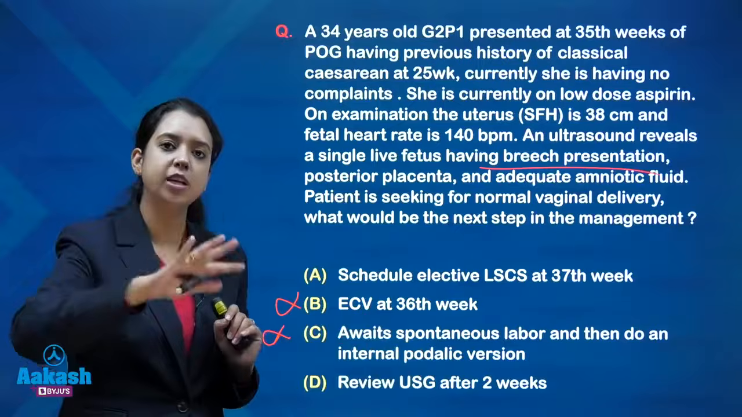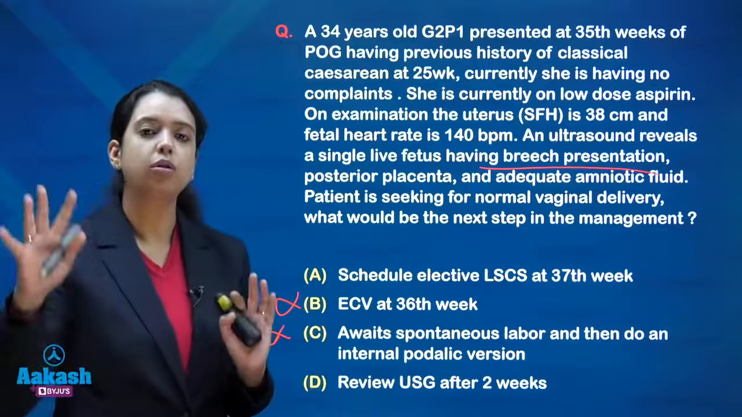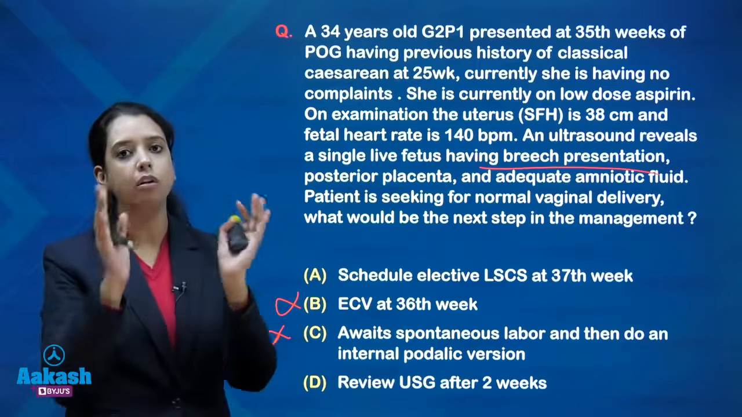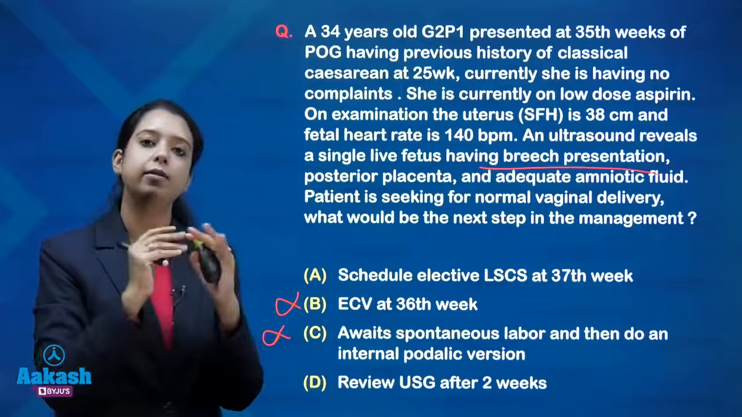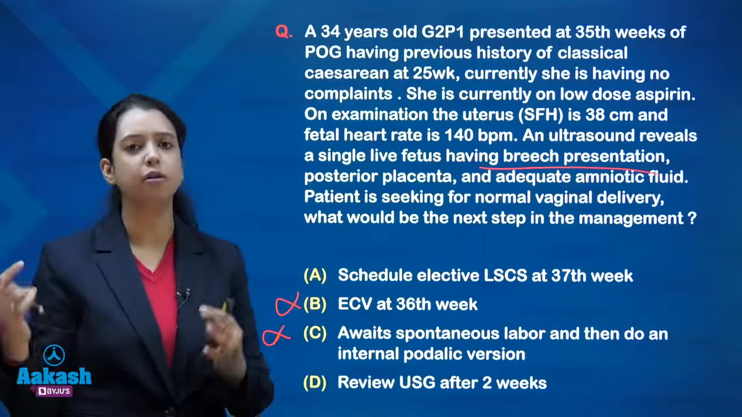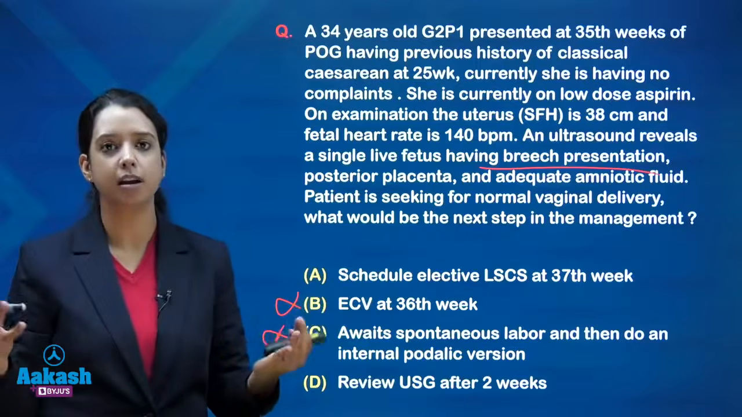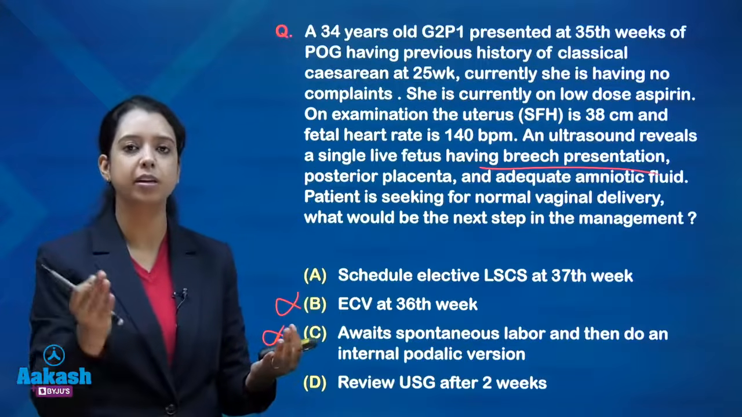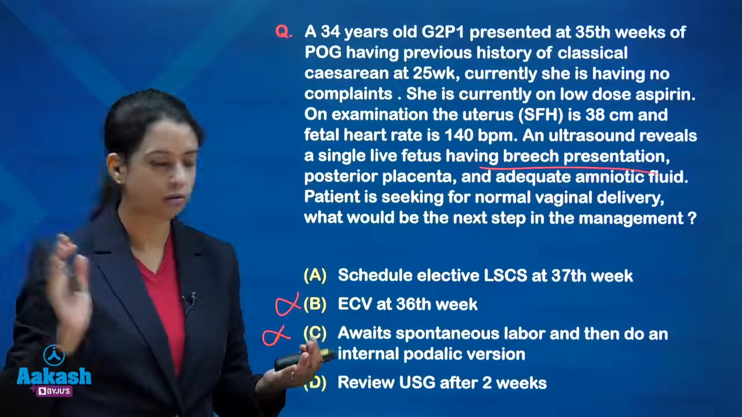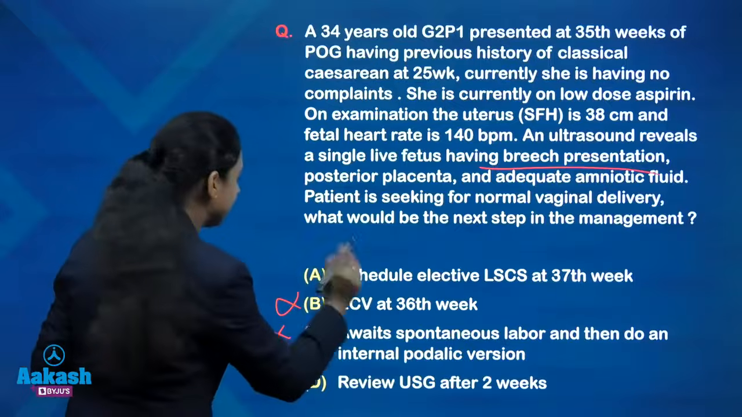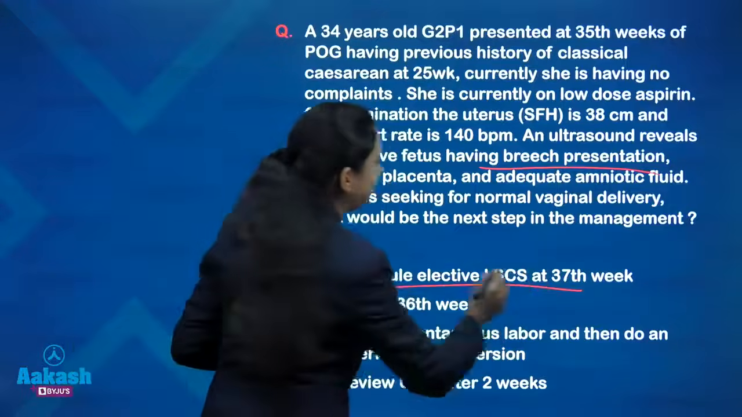Yes, if a breech is in labor, you will do a review ultrasound to rule out all the contraindications, and if there are no contraindications, you can trial for breech vaginal. But this patient is contraindicated for vaginal. You are not trying for vaginal in a patient of classical cesarean. So you will not do this. You will straight away take her for elective LSCS.